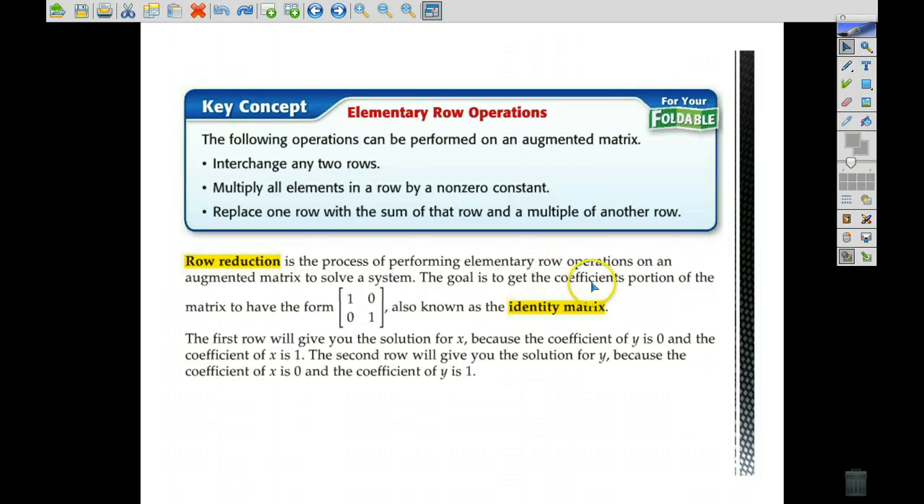The goal is to get the coefficients portion of the matrix to have the form 1, 0, 0, 1, also known as the identity matrix. The first row will give you the solution for x because the coefficient of y is 0 and the coefficient of x is 1. The second row will give you the solution for y because the coefficient of x is 0 and the coefficient of y is 1.